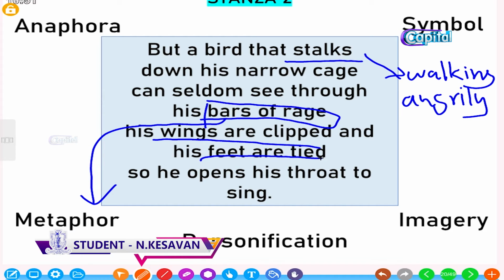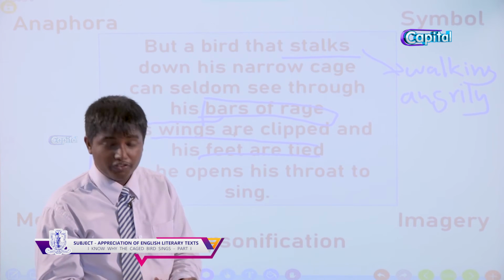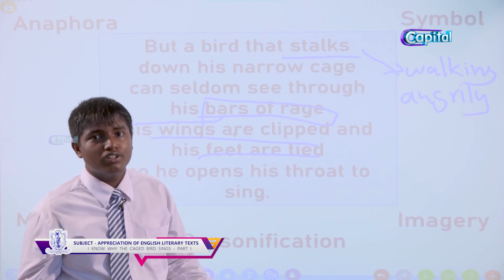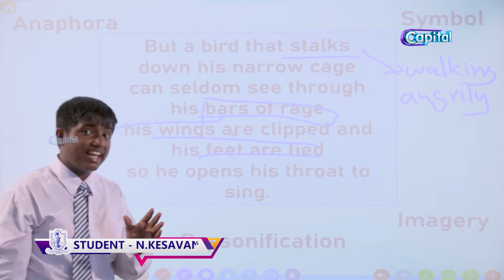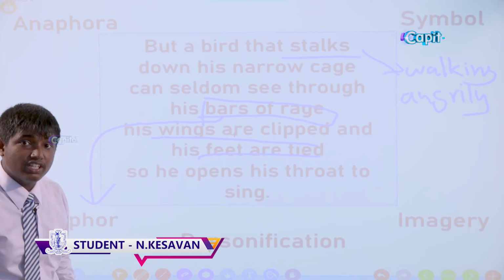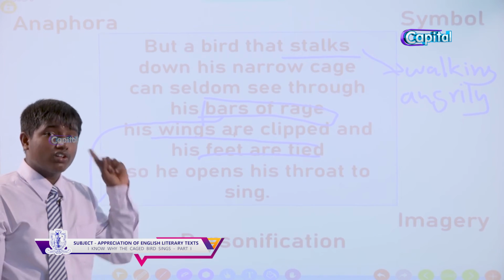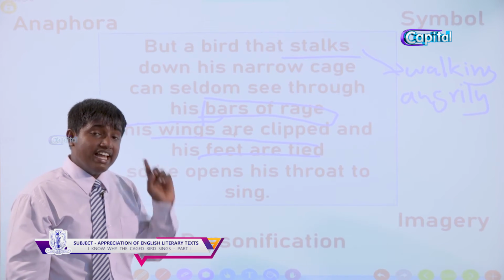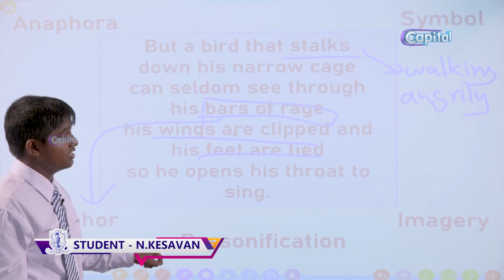So he opens his throat to sing. What a bird can do. His wings are clipped, his feet are tied. So the only solution for him is just to sing. So that has been explained in this stanza 2. The cruelty, the agony, the pain faced by an Afro-American or the discriminated one in this society has been brought to our eyes in this second stanza.